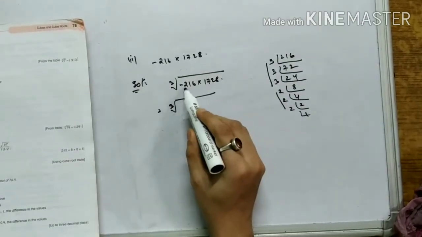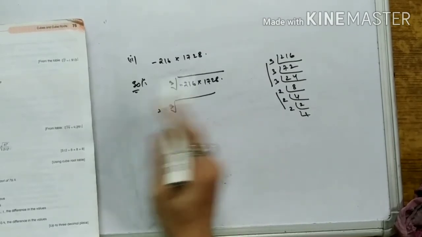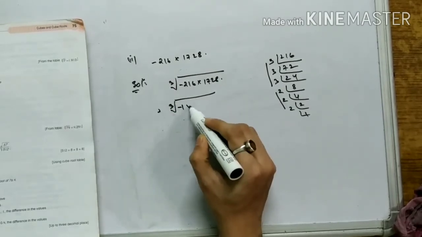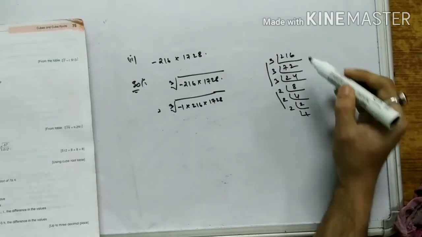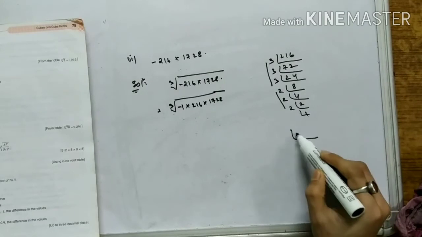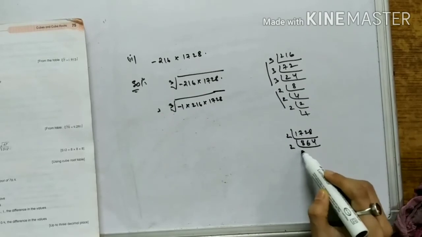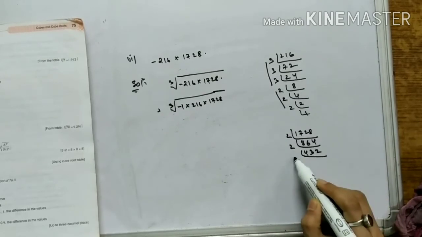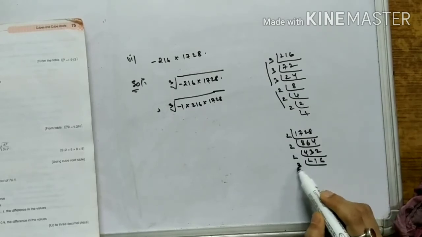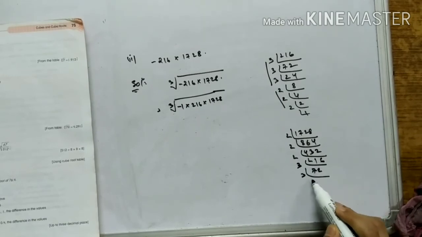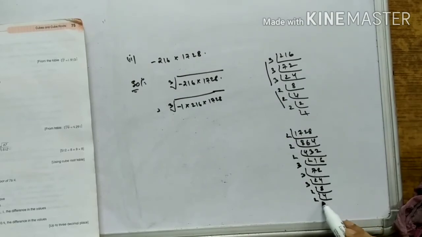First of all, there is one negative sign there, minus 216. So you separate the minus and write minus 1 into 216 into 1728. This is the prime factorization of 216 I got. Now I will take out the prime factorization of 1728.